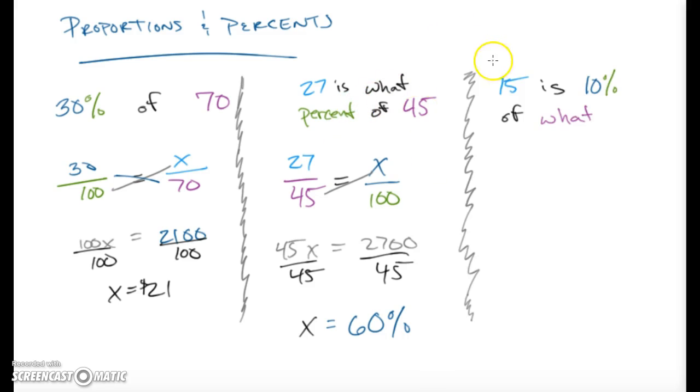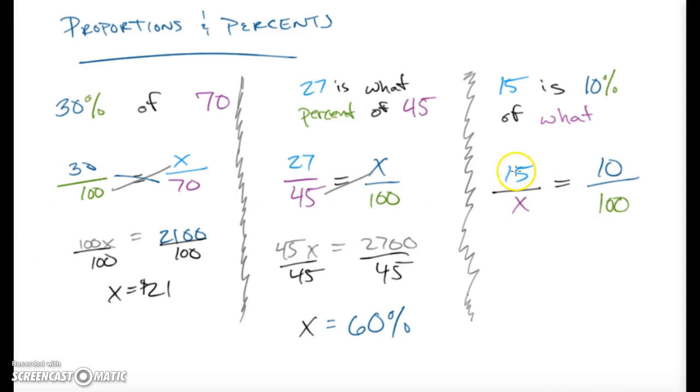All right, our last example, we have 15 is 10% of what? Let's say you make YouTube videos and YouTube says you get to keep 10% of the money that your YouTube video makes, and you got $15. You might be thinking, well, if I got 10% and that was 15 bucks, how much money did my YouTube video make? Well, if I set up a proportion, 15 over x is equal to 10 out of 100.